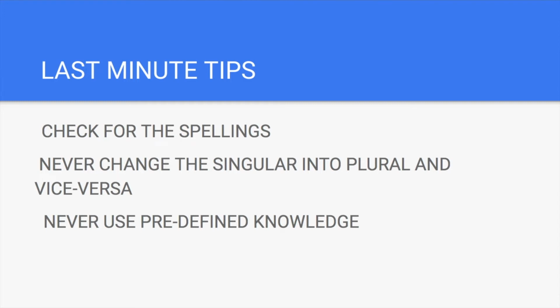And last but not least, never use your predefined skill. For example, you know very well about the human body, and the description is all about the human body. They are narrating about the human body. Never ever try to incorporate your own predefined knowledge into the answers, because this IELTS listening is completely a receptive skill. It is very easy to score in this IELTS listening if you follow this.